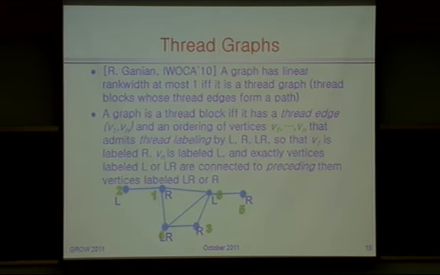And then Robert Ganian had a very nice characterization of graphs with linear rank width at most 1. It is the same as thread graphs. A thread graph is the concatenation, so to speak, of blocks whose thread edges form a path. Let me define a thread block. It has a so-called thread edge and an ordering of vertices.